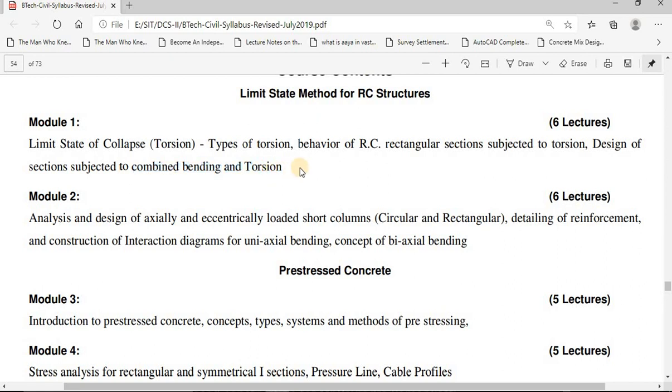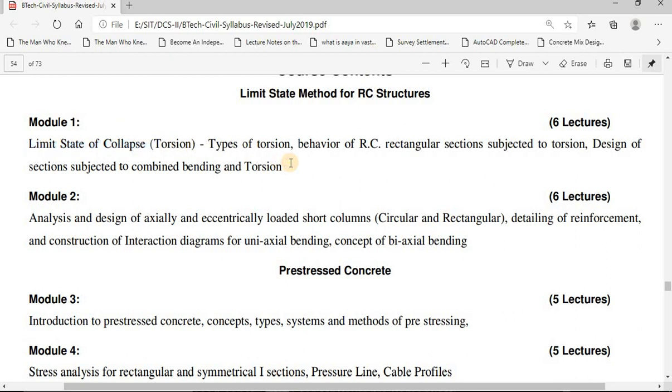Generally this module number 1 is about the limit state of collapse. We will discuss about the limit state of collapse further in the introduction part of module number 1. In limit state design there are 2 limit states which we have to consider, that is limit state of collapse and limit state of serviceability. In the limit state of collapse we have to consider bending, torsion, shear, etc. We are going to discuss it in depth further in module number 1 in the introduction part.